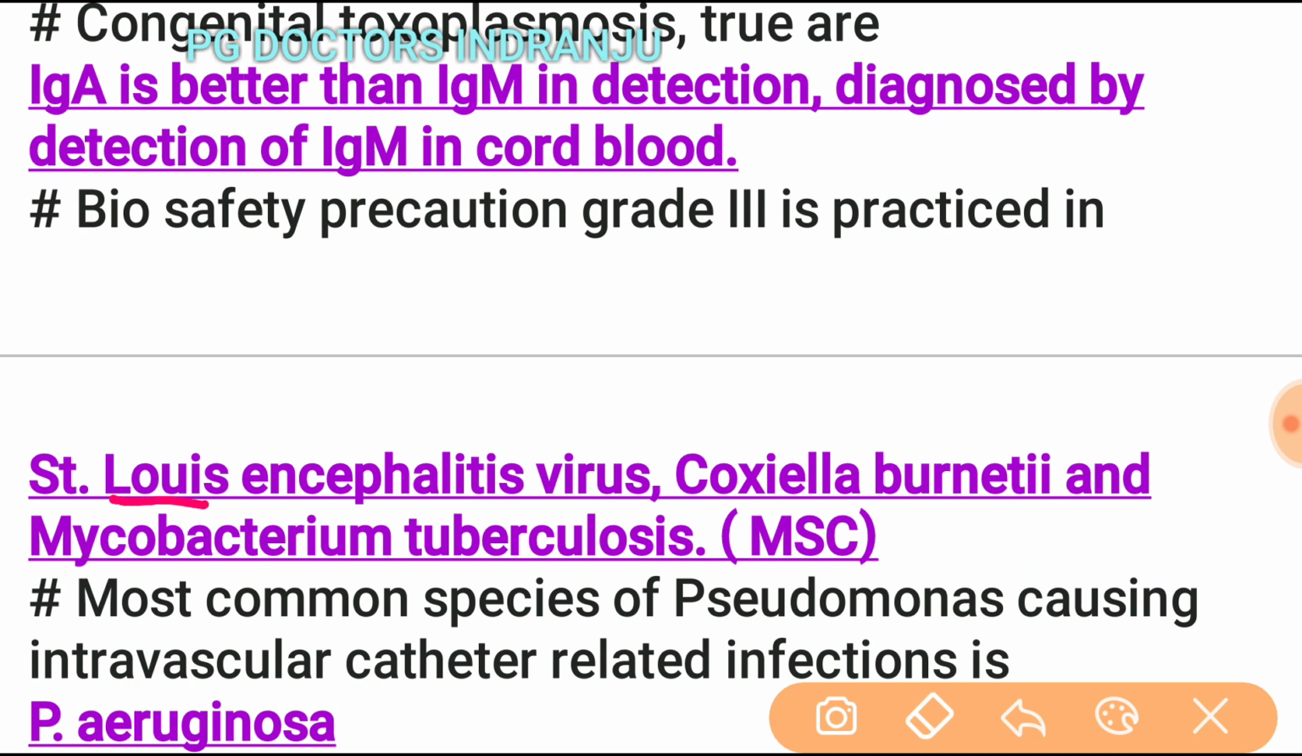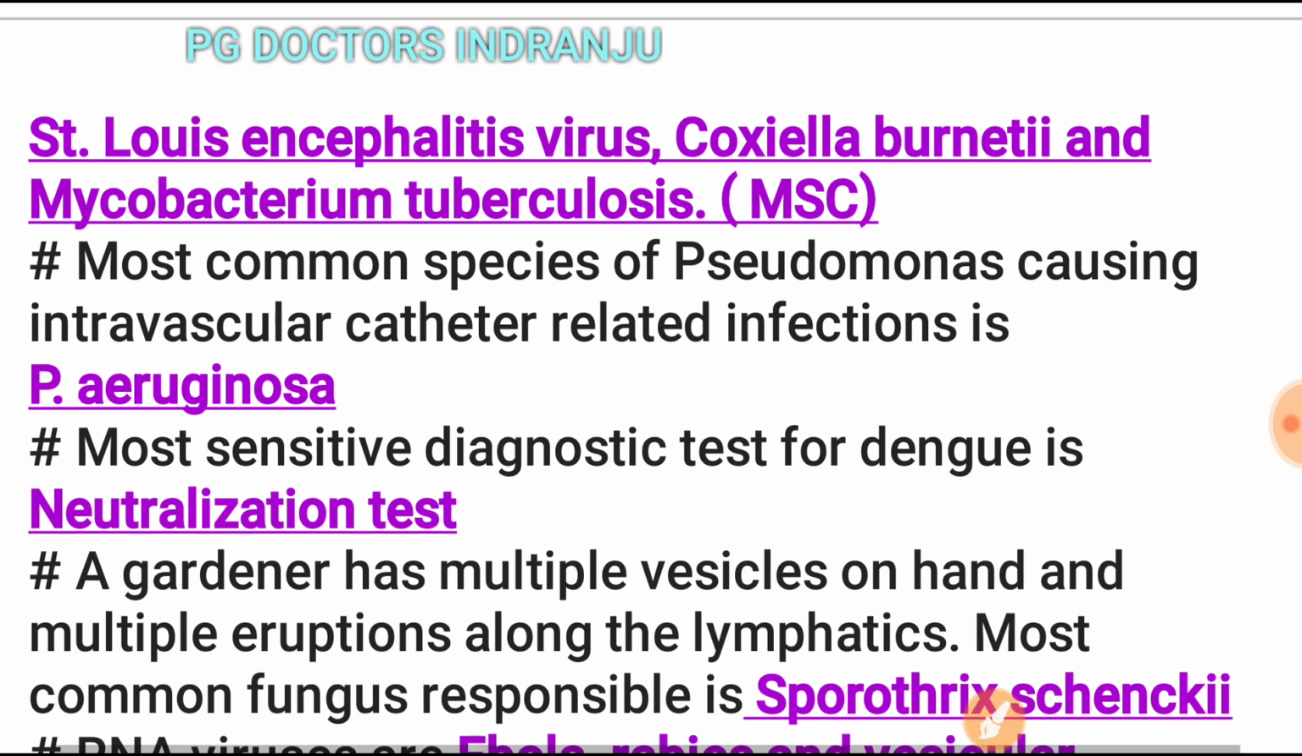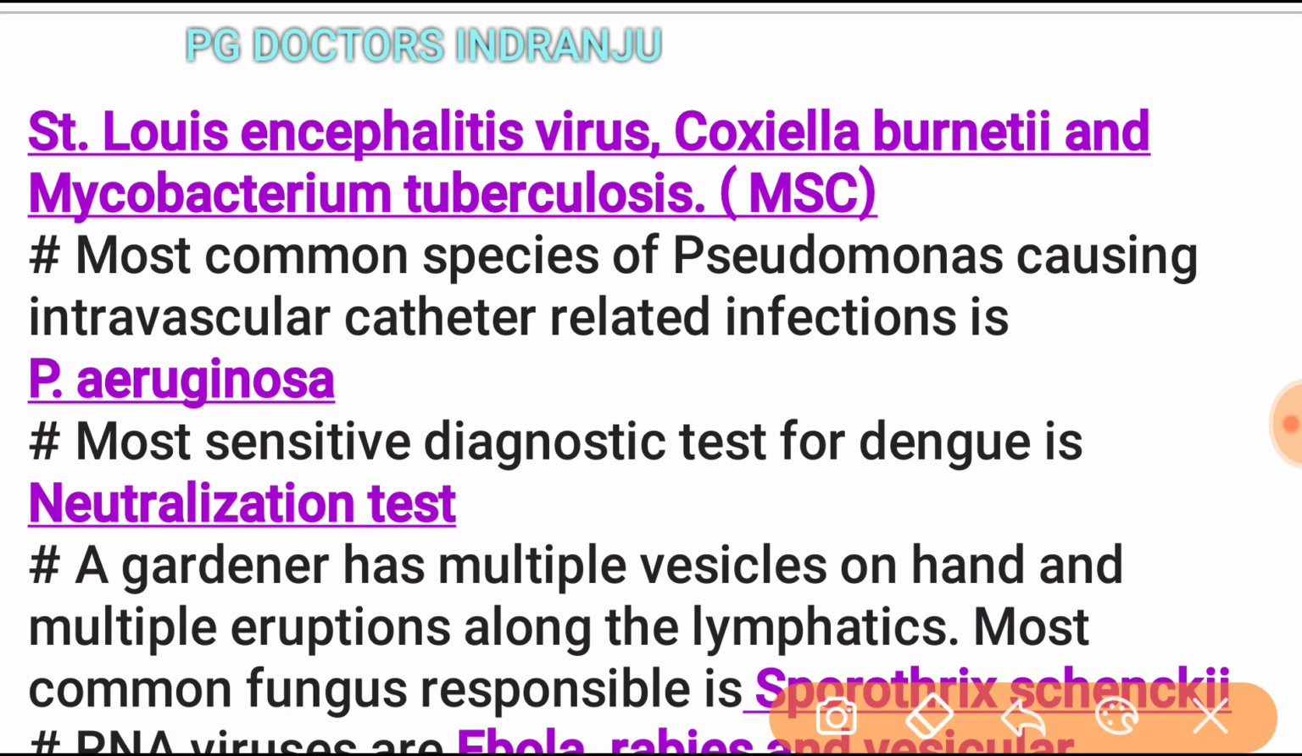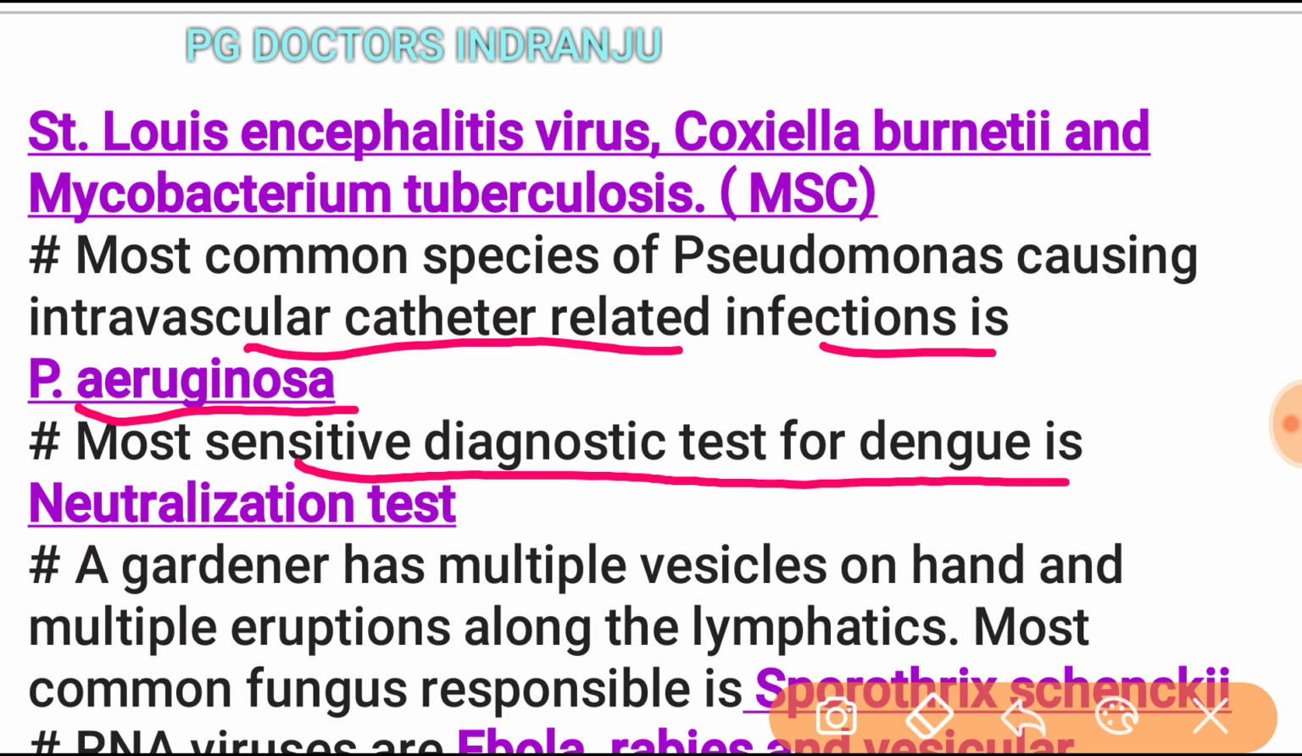Biosafety precaution grade 3 is practiced for St. Louis encephalitis virus, Coxiella burnetii, and Mycobacterium tuberculosis. The trick given for this is MSC. The most common species of Pseudomonas causing intravascular catheter related infection is P. aeruginosa, that means Pseudomonas aeruginosa.